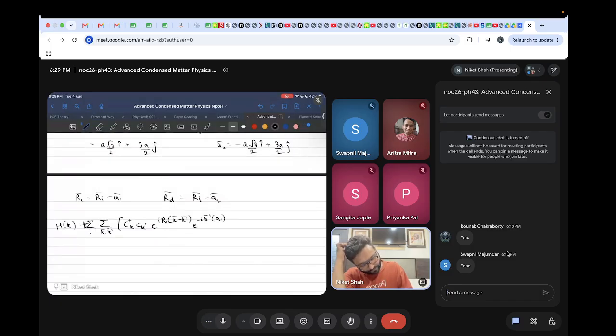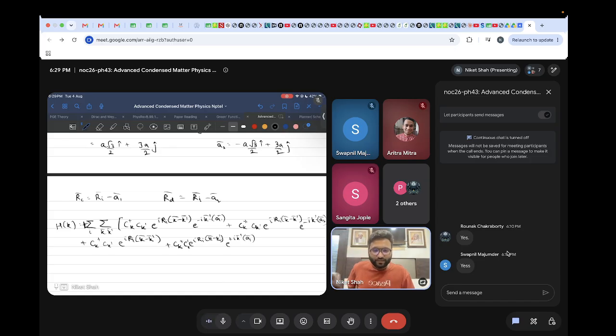A1 plus c k dagger c k prime e raised to the power I R I k minus k prime e raised to the power minus I k prime A2 plus c k dagger c k prime e raised to the power I R I k minus k prime plus c k dagger c k prime e raised to the power I R I k minus k prime e raised to the power of plus I k prime A1, because A1 has a negative sign here, that's why, plus c k dagger c k prime e raised to the power I R I k minus k prime e raised to the power of plus I k prime A2 plus Hermitian conjugate.